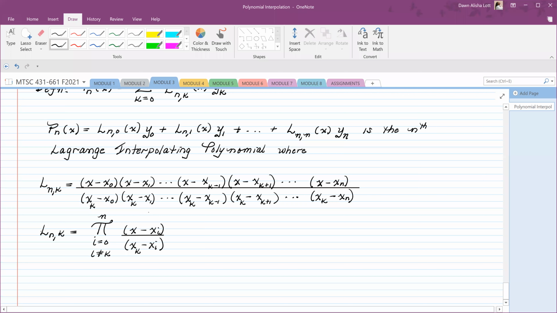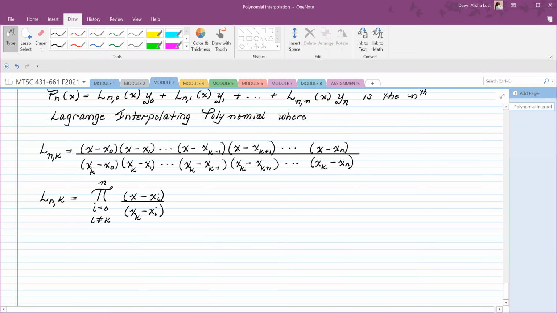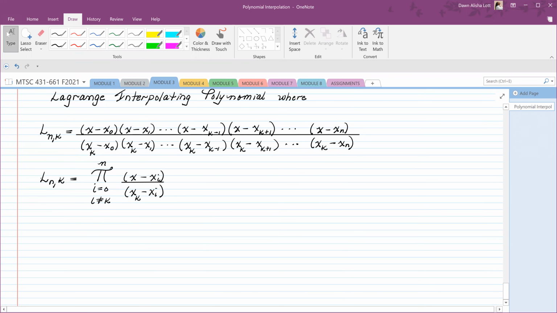Okay, so this is the polynomial. And what's nice about this polynomial, the Lagrange interpolating polynomial, is that it goes through every point. And once I know that it goes through every point, I can get a guess for something in between. So let's just say I have something that looks like this. Let's just visualize for a moment.